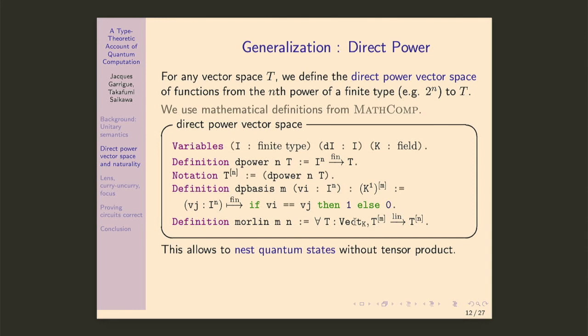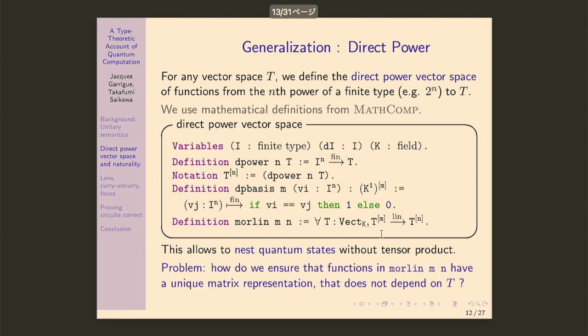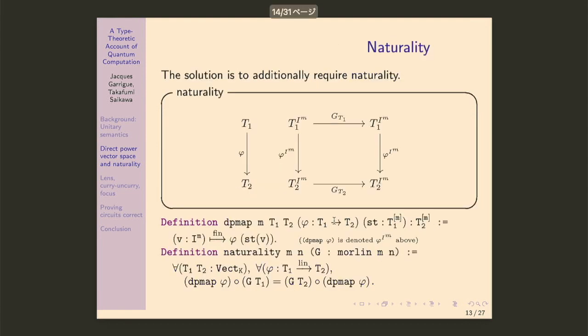We had the problem that we needed to do nesting to accommodate the extra qubits that were not involved in the transformation. We will just hide it in this T. And so we want this to be a function that works on any vector space. Okay. Problem. How do we ensure that functions in this type have a unitary matrix representation that does not depend on T? Because in Coq, you cannot say that, even though this is a parametric representation. And the solution is to additionally require naturality for this transformation.